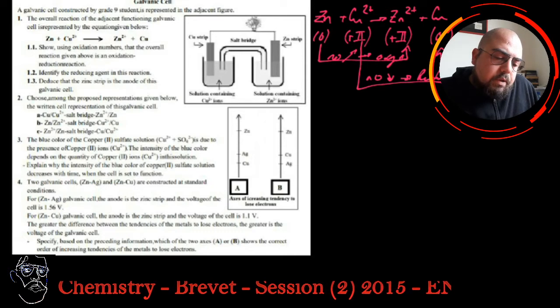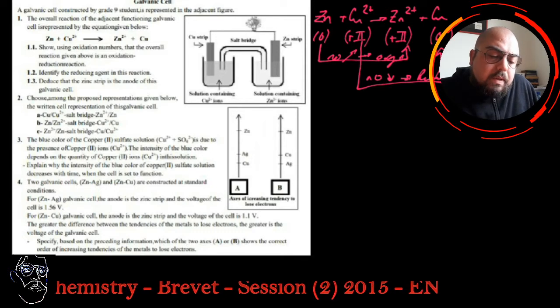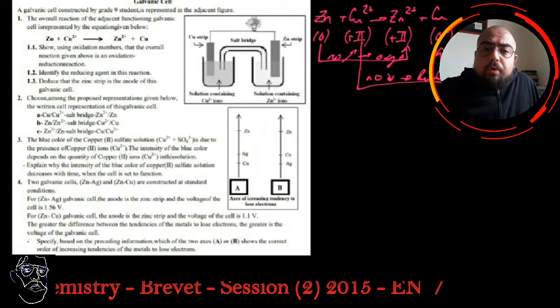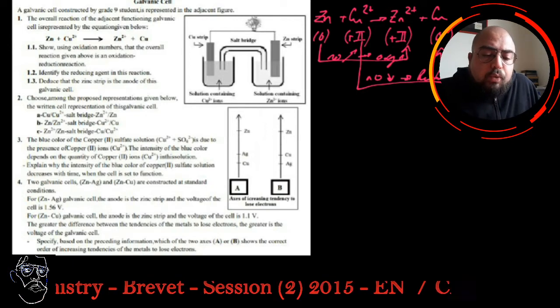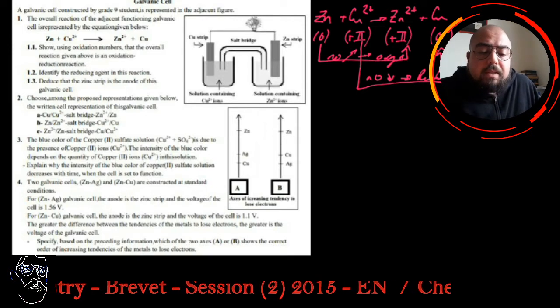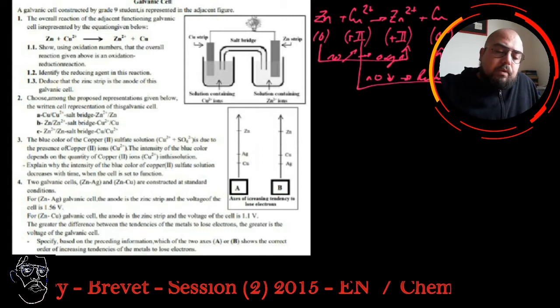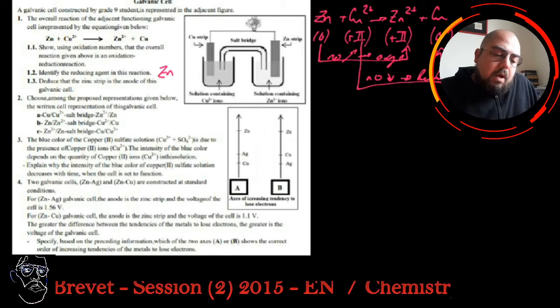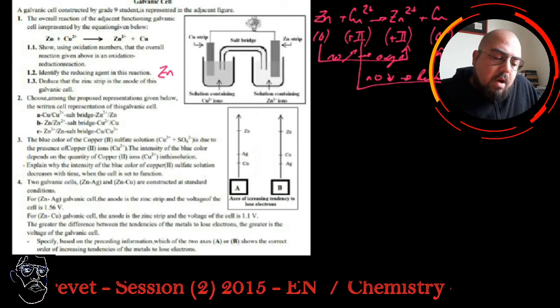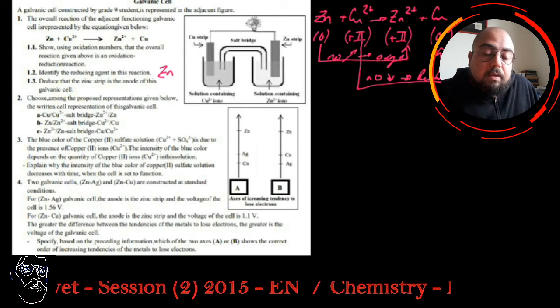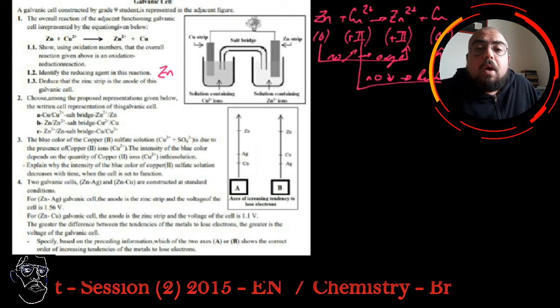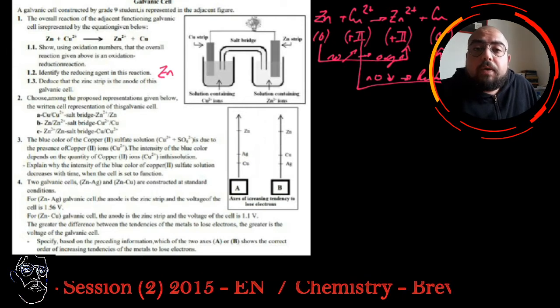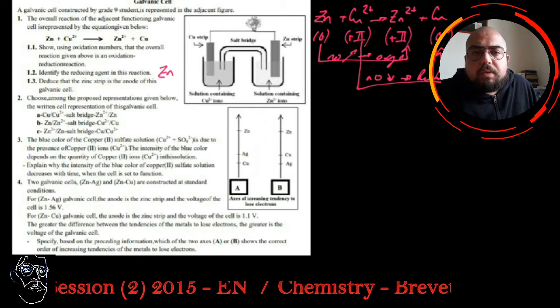Identify the reducing agent in this reaction. The reducing agent is the one which is going through an oxidation. So the one going through an oxidation is Zn going to Zn2+, so it's Zn in this case. Deduce that the Zn strip is the anode of this galvanic cell. Zn is the anode because it is going through an oxidation, it is losing electrons, that's why it will be the anode.